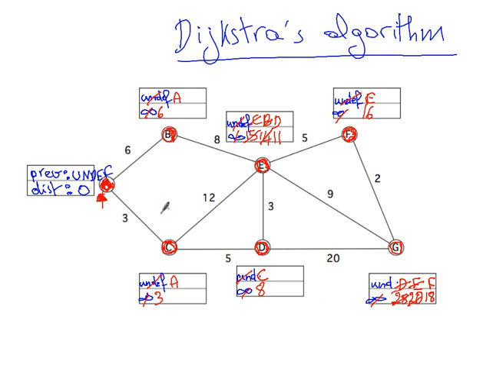So I've now figured out the shortest path from A to each one of these other nodes in my graph, or in my network, if you prefer to call it that. And this is how Dijkstra's algorithm does it.